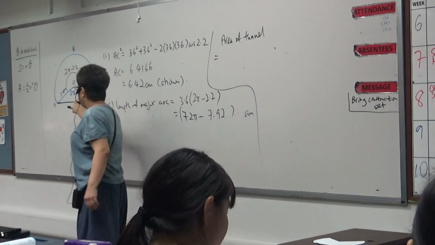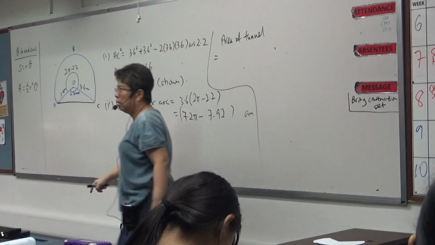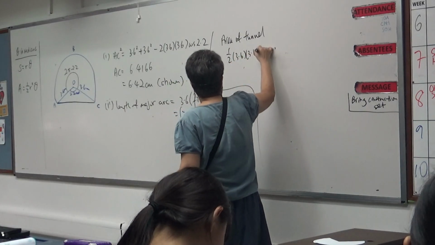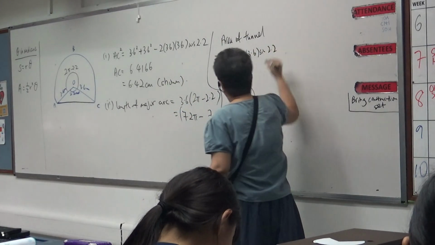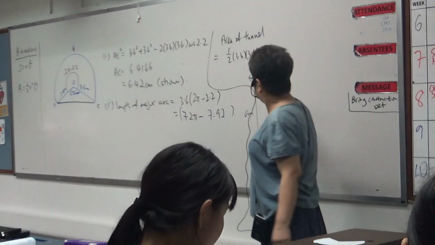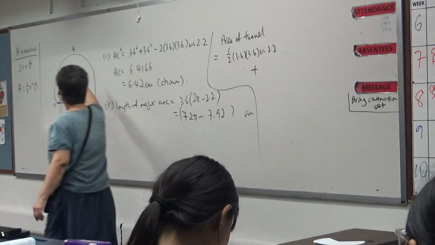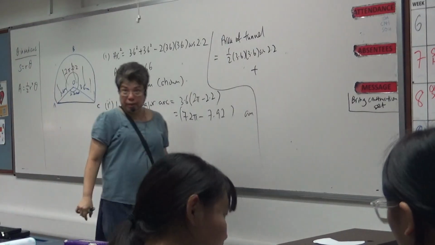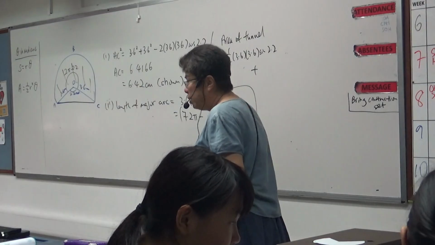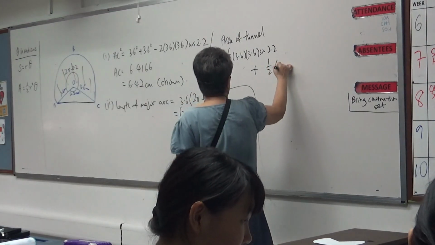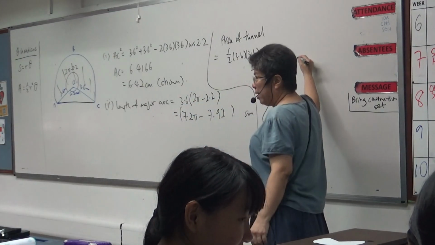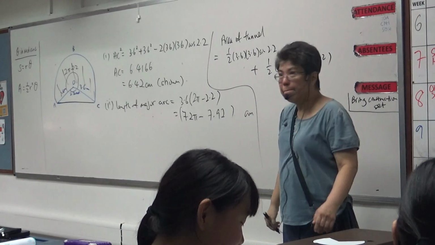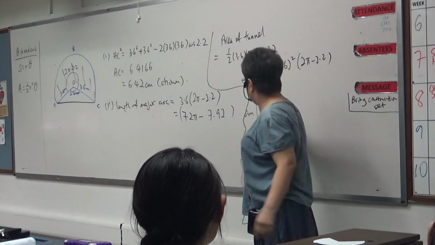Okay, how do I get this area? How? A, B, sine what? 2.2, right? Plus, how do I get area of this sector? Half R squared theta, right? Everybody clear? So this will be half R squared. Now the theta is 2 pi minus 2.2, right? Correct. Can all of you key in this one straight away?